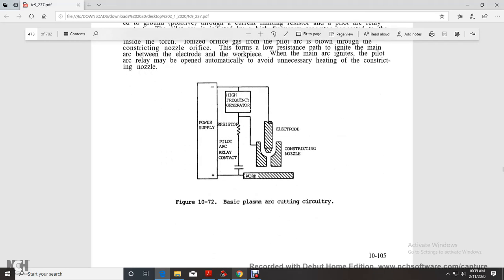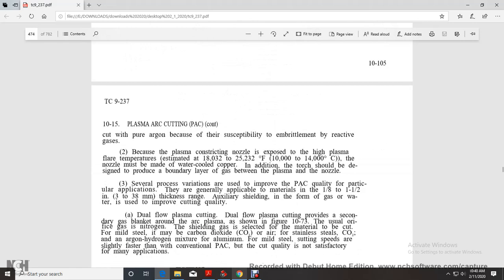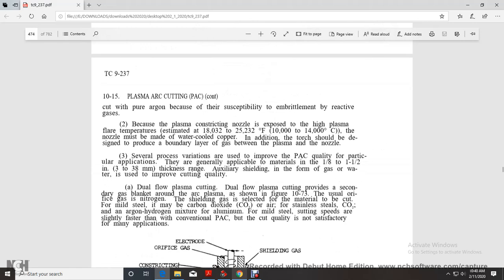Figure 1072 shows the basic plasma arc cutting circuitry: power supply, resistor, pilot relay, contact, high frequency generator, electrode, constricting nozzle, and work. With cutting, because of the susceptibility to embrittlement from reactive gases, the basic plasma cutting nozzle is exposed to high plasma flame temperatures, basically 10,000 to 14,000 Celsius. The nozzle is made of water-cooled copper, and the torch should be designed to produce a boundary layer of gas between the plasma and the nozzle.